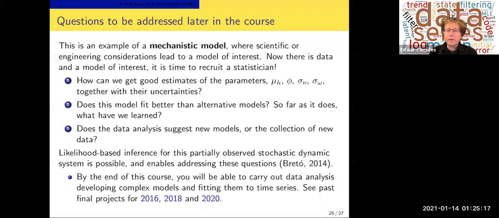Likelihood-based inference for such partially observed stochastic dynamic systems is possible and can be used to address these questions. This particular analysis comes from Bretó 2014, but you don't need to follow that reference now. By the end of this course, you'll be able to carry out data analysis of this type. And if you want some examples to motivate you as you go through the course, stick with the course, and you'll get to the point of doing final projects comparable to ones that have been done in the past. There are links here to the 2016, 2018, 2020 final projects posted on their respective GitHub sites.